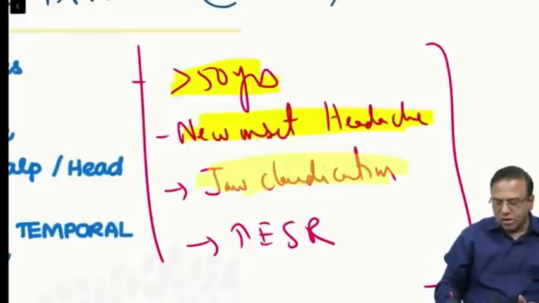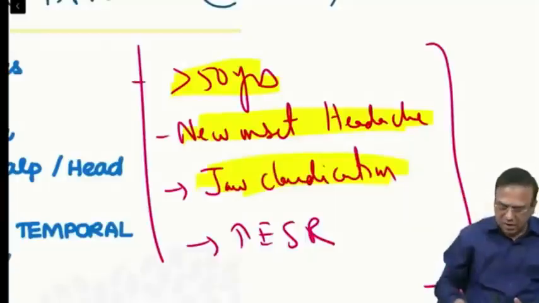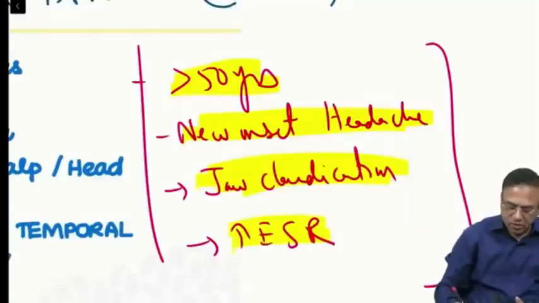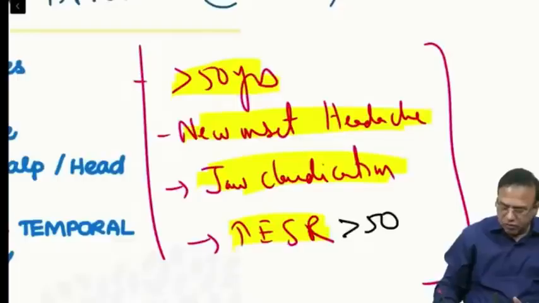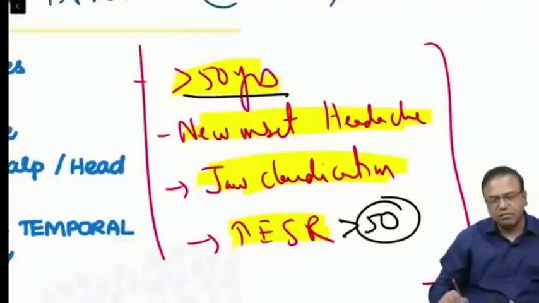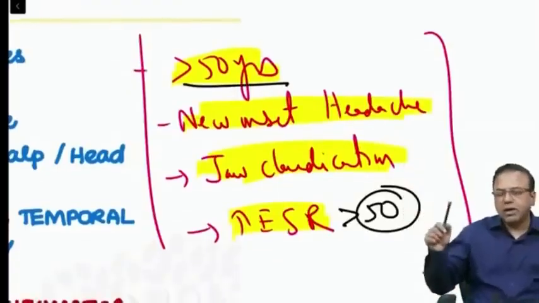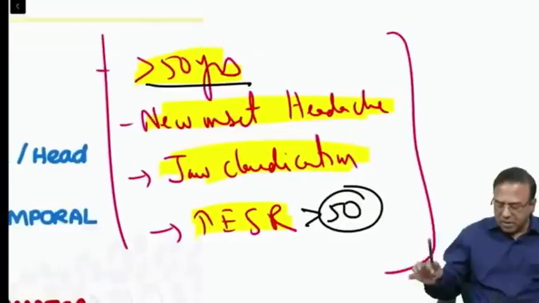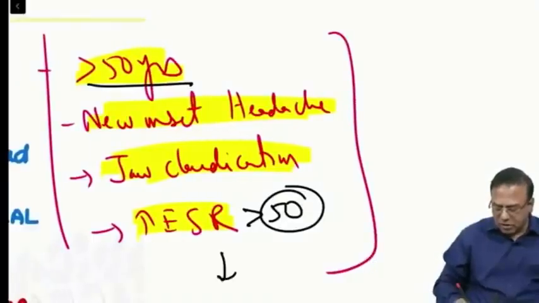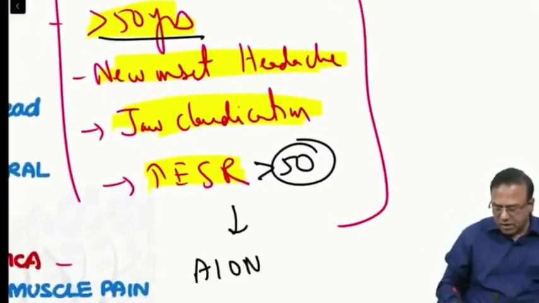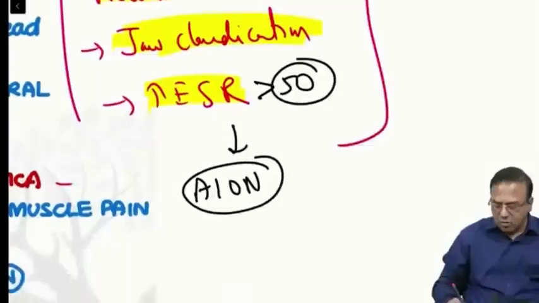Patient may have jaw claudication. When he's chewing, he may get pain, and the ESR should be above 50. Okay, ESR must be above 50. So two 50s to remember, ESR above 50, age above 50. With headache, you're looking at temporal arteritis. Your biggest concern is this patient can have sudden vision loss because they are prone to developing anterior ischemic optic neuropathy.